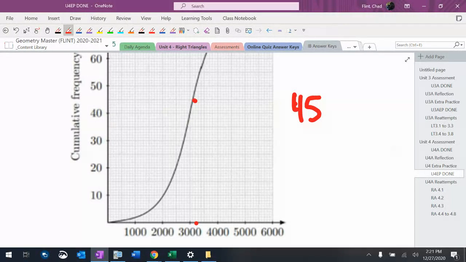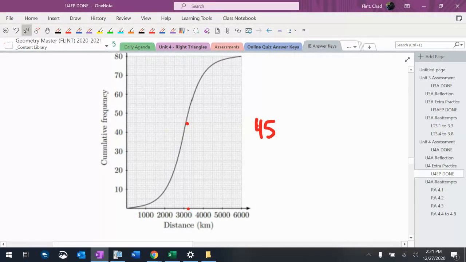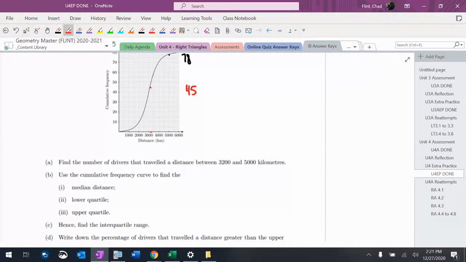That's where I start at, and then 5,000 is right there, which is 78. So between those two numbers, 78 minus 45 is 33. All right, so 33 there.